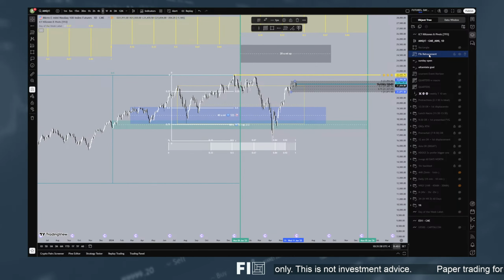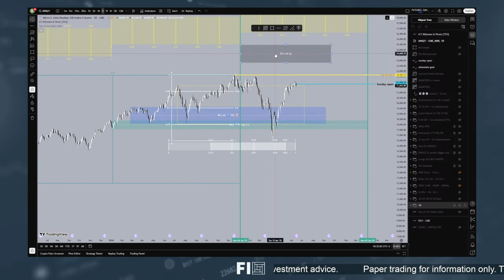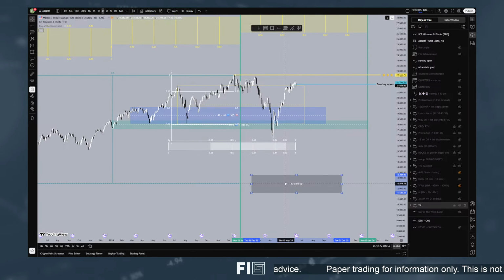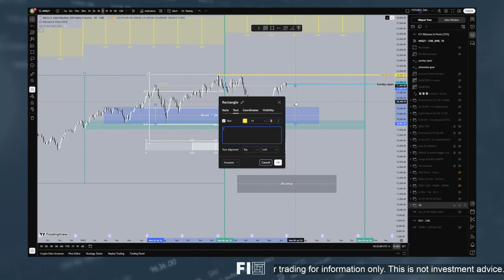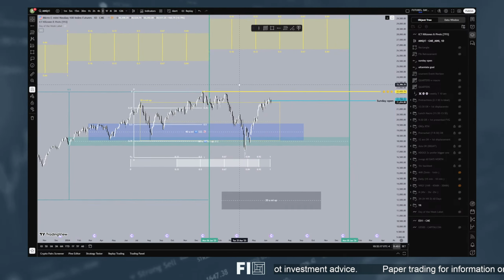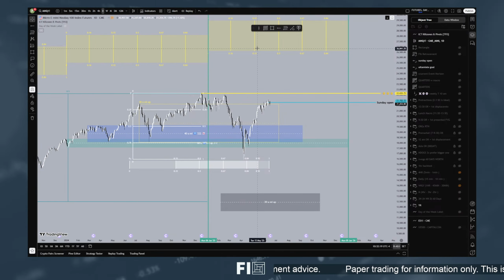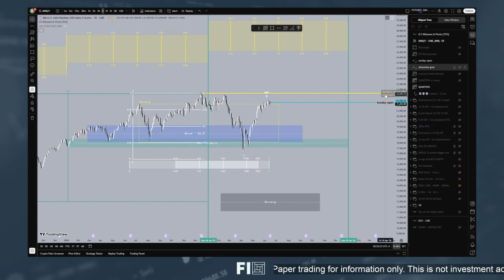Okay, we have this dealing range here. I'll remove it for now. And then lastly, we have the quadrants. Where are you, quadrants? Oh boy.